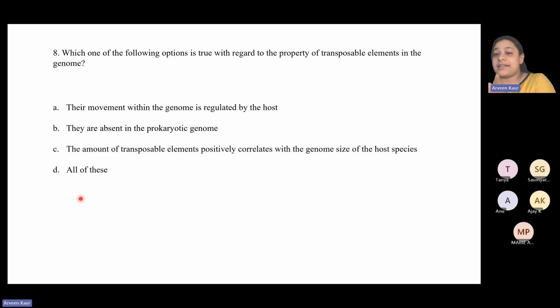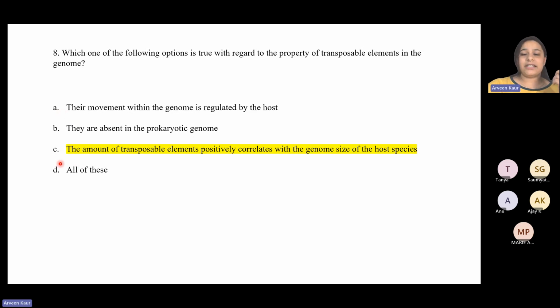Okay, so let us look at the answer for transposable elements. The actual answer is C, which is that the amount of transposable elements positively correlates with genome size of the host species. So the first one is definitely untrue, because these are jumping genes and they are not regulated by any regulating machinery, right? The second one, that they are absent in prokaryotic genomes, is also not actually true. There are some primitive kinds of transposons, especially some retrotransposons, that are found in these prokaryotic genomes, right?